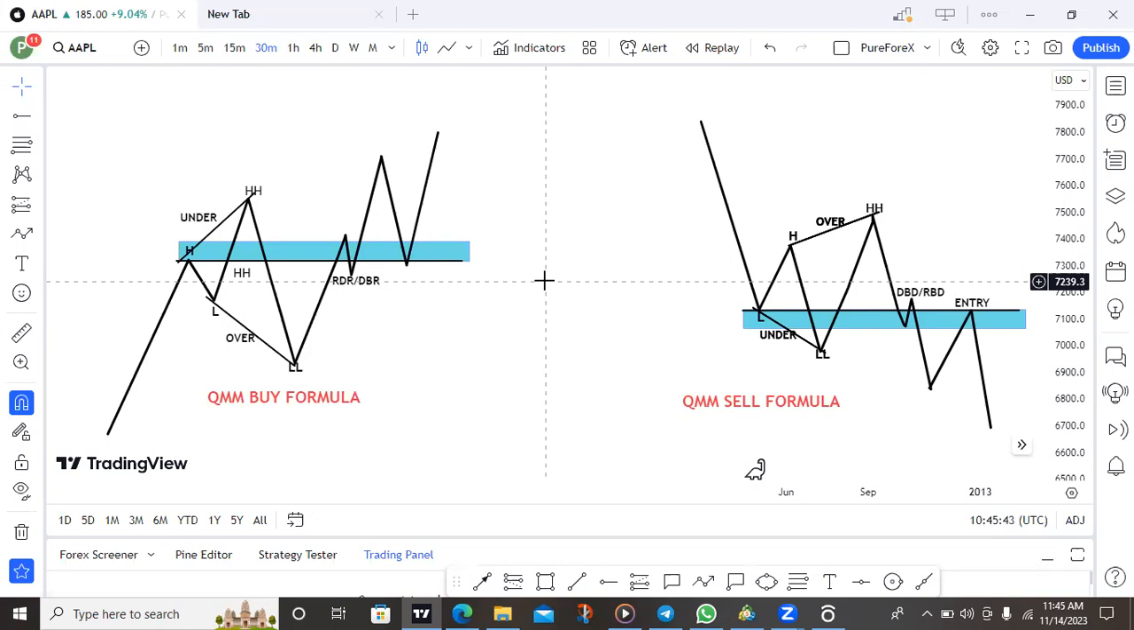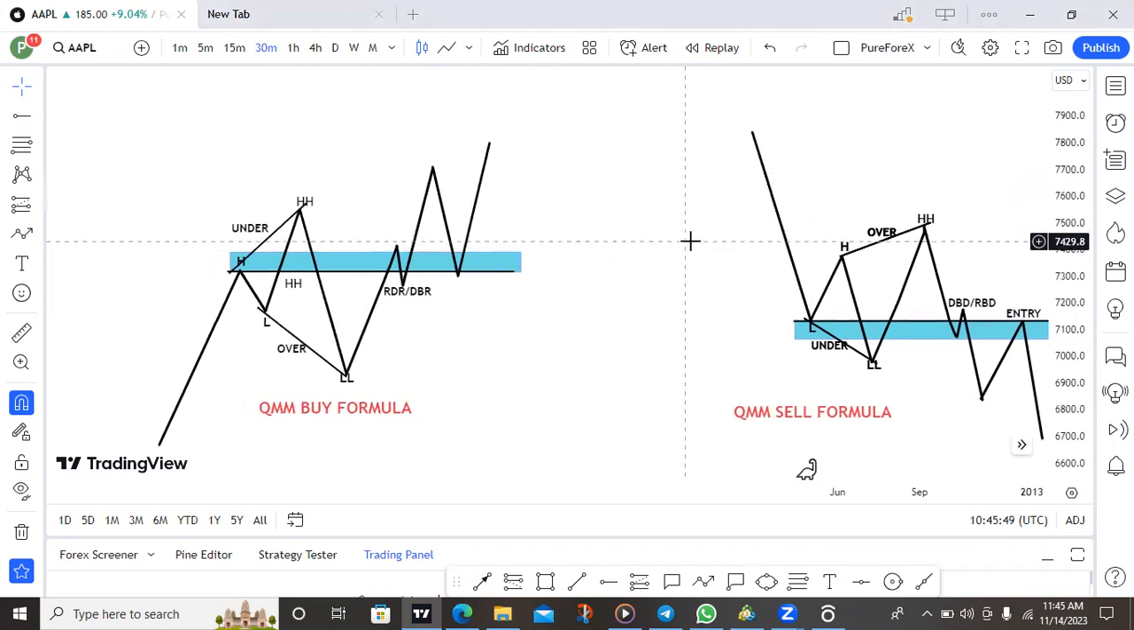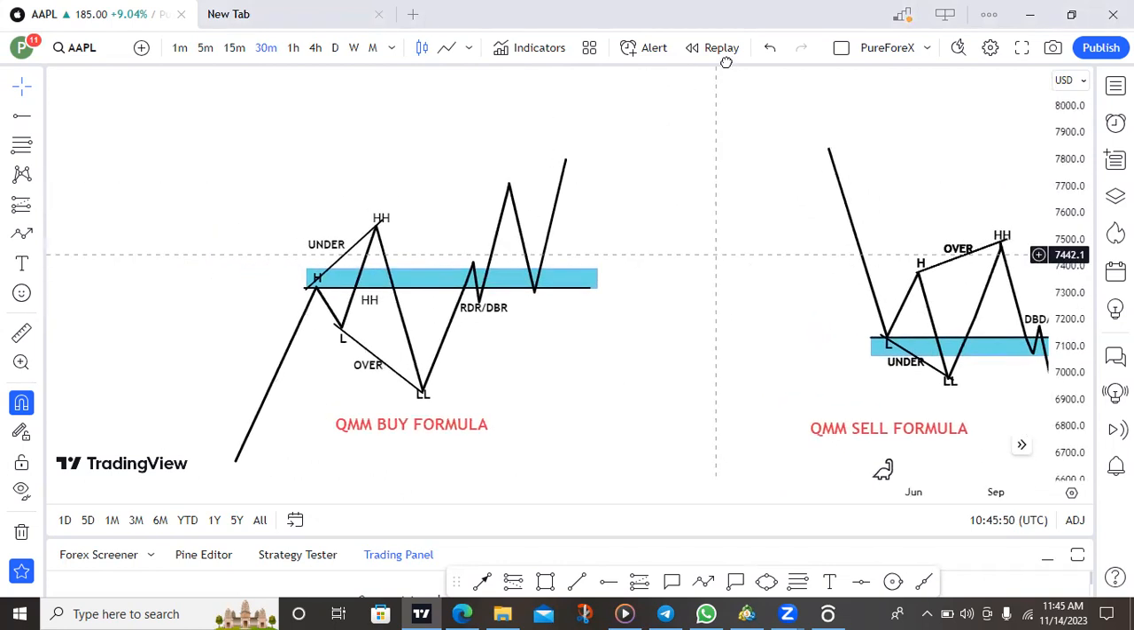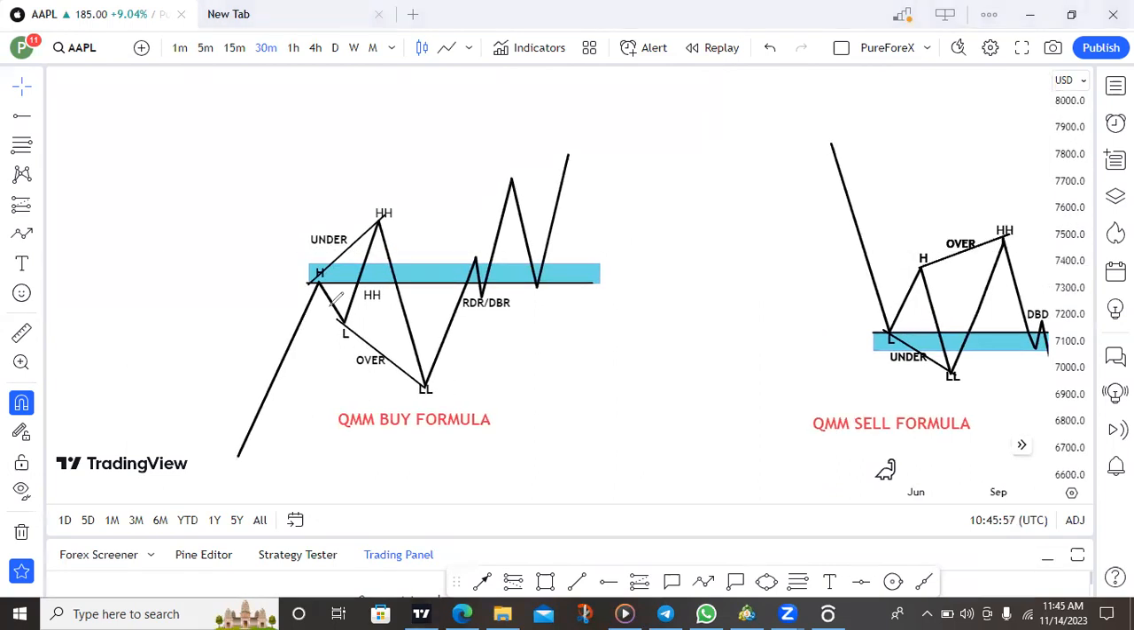So let's look at the Quasimodo manipulation buy formula. Let me pick my pen. You guys know the concept of Quasimodo reversal, right? We say Quasimodo manipulation happens after a Quasimodo reversal has failed or has been broken by price. So if you haven't watched my video on Quasimodo reversal, you better check it out on my channel.